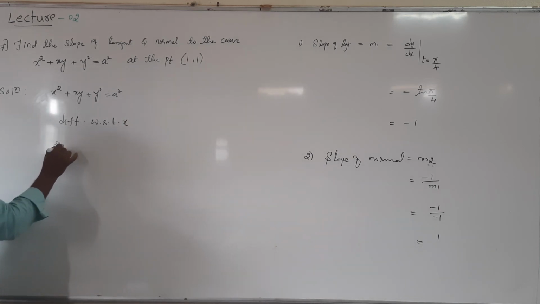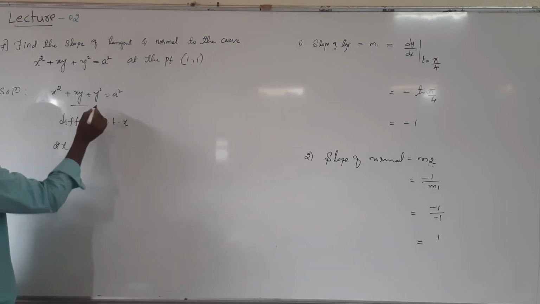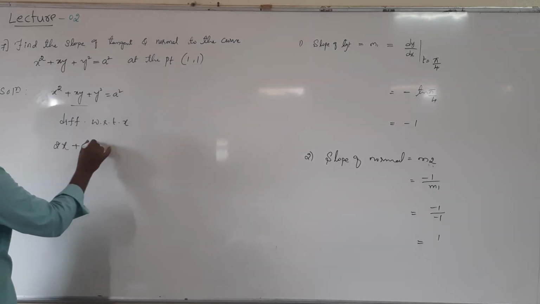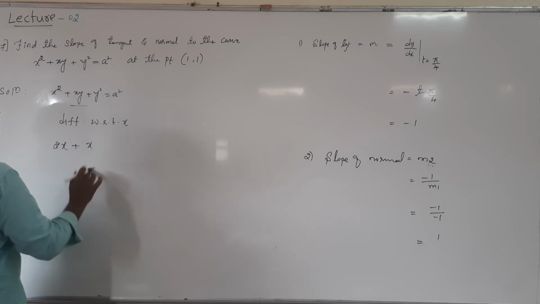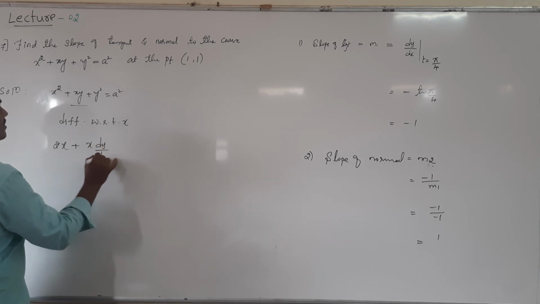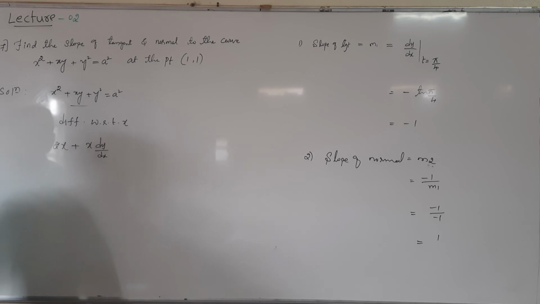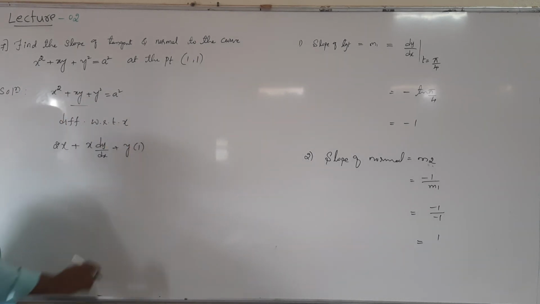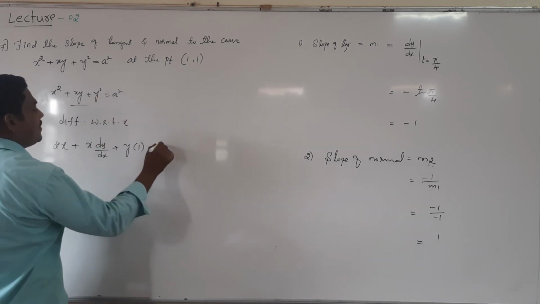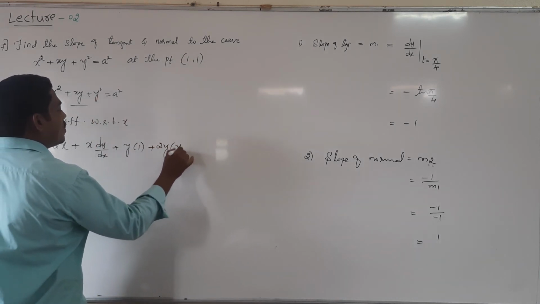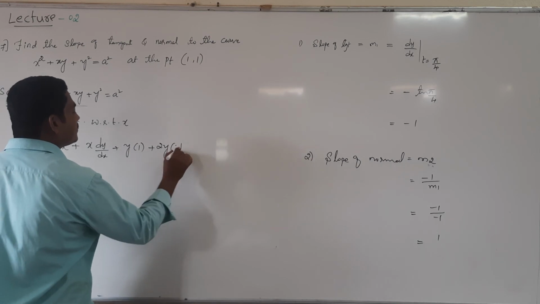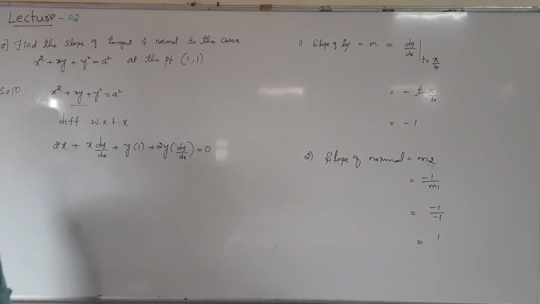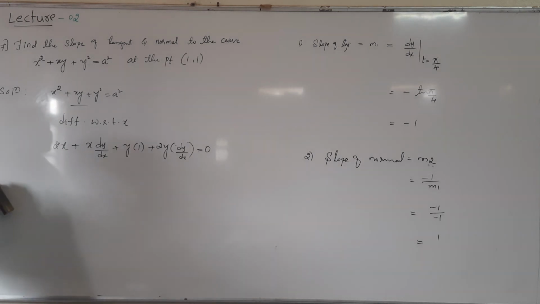On differentiation we get 2x. Use product rule because x into y is given. Product rule, x remains as it is, y differentiation either dy by dx or y dash or y1, you can use any notation, plus y remains as it is, x differentiation 1 only, plus y square differentiation 2y into dy by dx. That's equal to, in RHS we have a constant, its differentiation 0.